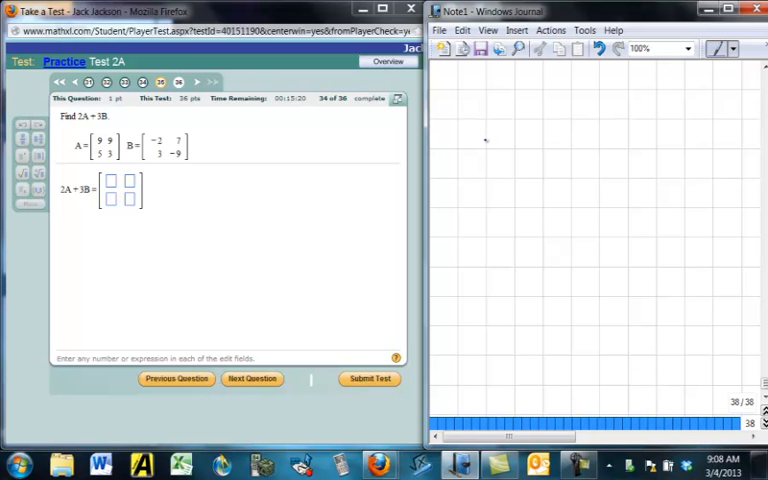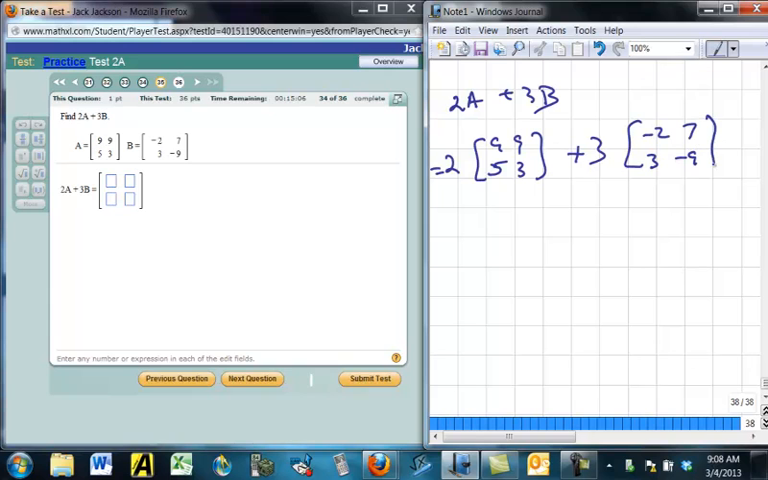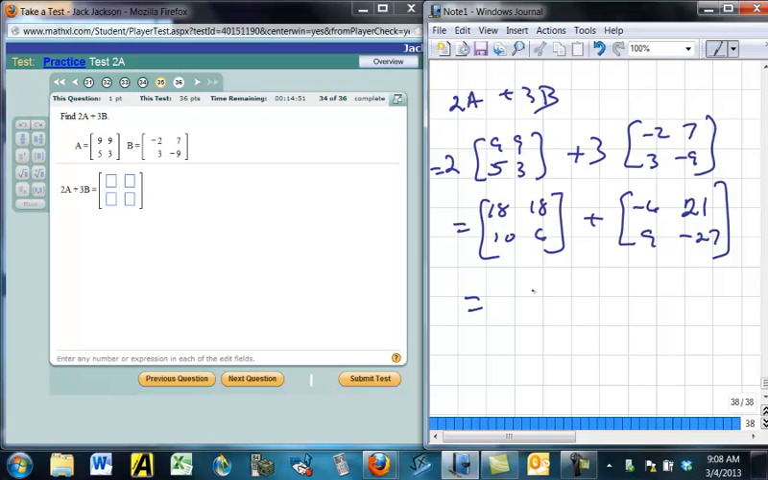Alright, so here we have A and B. We want 2A plus 3B. So that's 2 times 9953 plus 3 times negative 2, 7, 3, negative 9. 2 times this means you multiply 2 times each one of those. So that's 18, 18, 10, and 6. And 3 times each one of those, so that gives you negative 6, 21, 9, and negative 27. And then, of course, for this to be defined, they have to be exactly the same dimension. But if they are, you just add up all the corresponding entries.